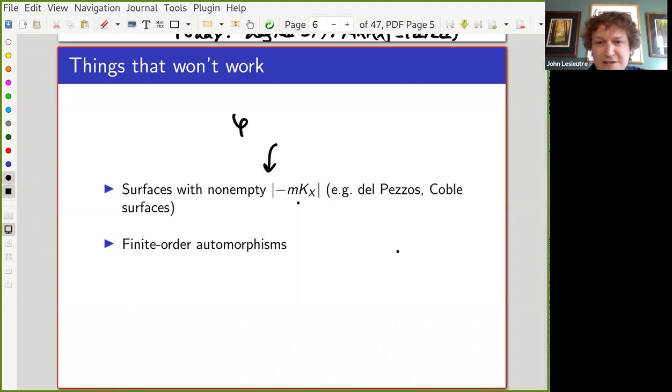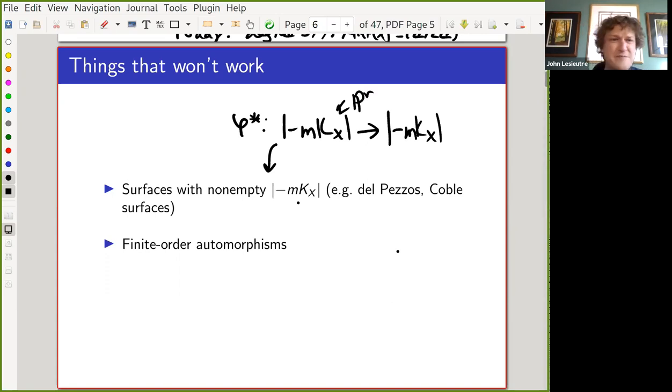And the reason is, if you have an automorphism of a surface, it preserves the canonical class. So it's going to preserve this linear system minus mK_X. This is a projective space P^r for some r. So the pullback gives you an automorphism of this projective space. An automorphism of a projective space is always going to have a fixed point. And that fixed point is an invariant curve or a periodic curve. So anything with non-empty anti-canonical will not work. So with Del Pezzos, you're never going to find one there. Coble surfaces, which I'll define later, also are not going to work.